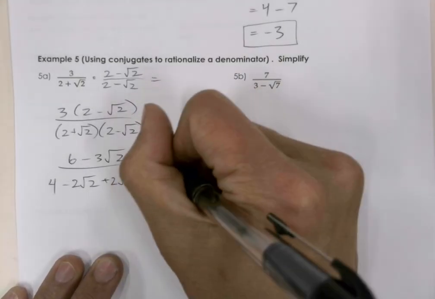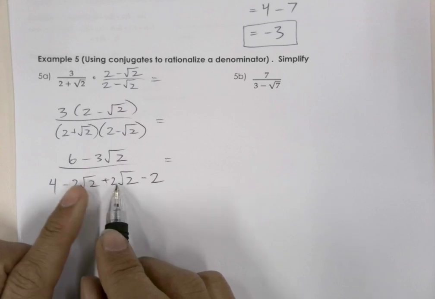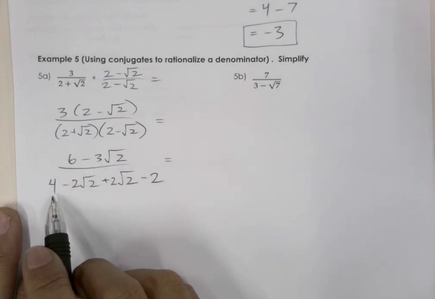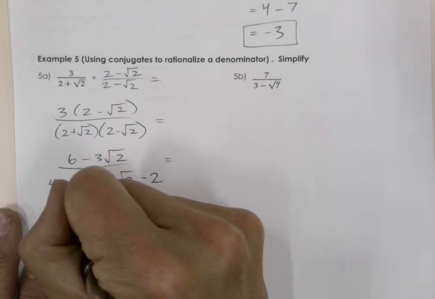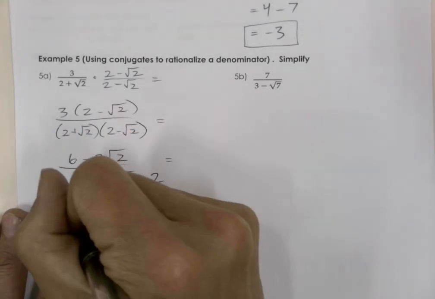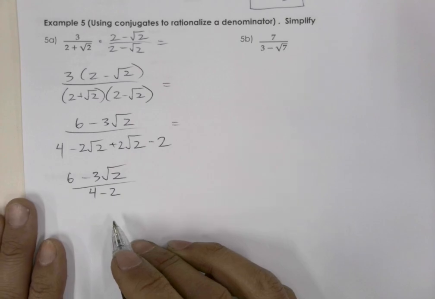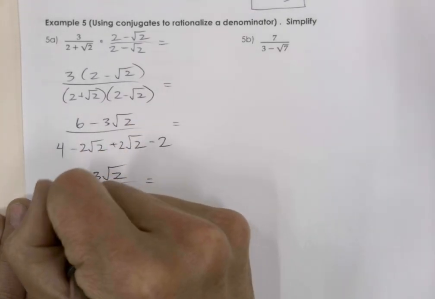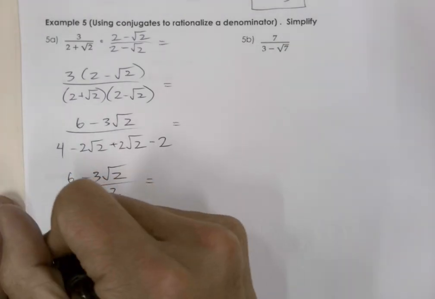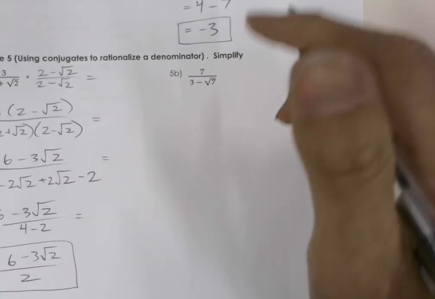All right. So let's go and figure out that denominator. Well, this section here cancels out and becomes 0, right? Because these are like terms. So negative 2 square root 2 plus 2 square root 2, that becomes a 0. So we get 4 minus 2 in the denominator. The numerator still has a radical, but that's fine, right? We're just worried about making the denominator a rational number. So let's go ahead and say equals 6 minus 3 square root 2 over 2. And we are done, right? So we can't simplify any further. Call it a day.